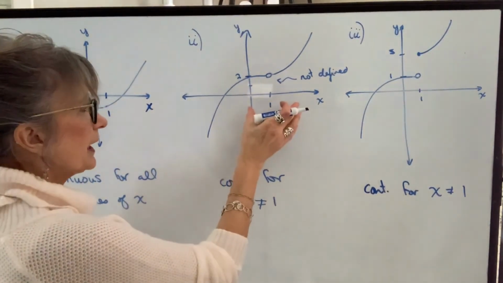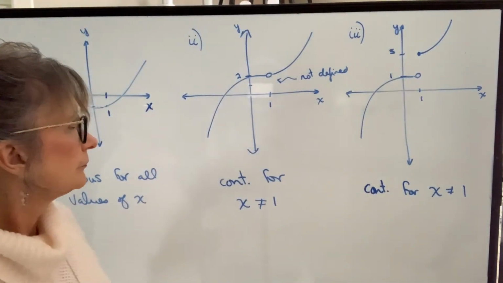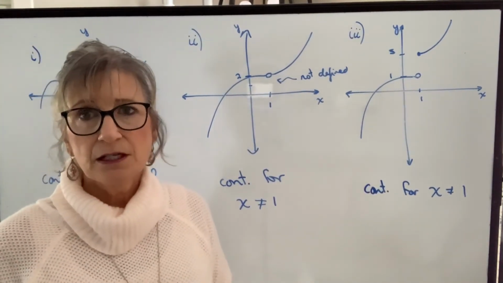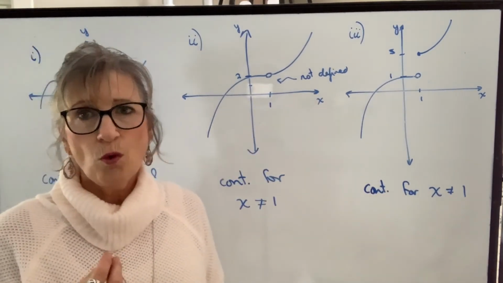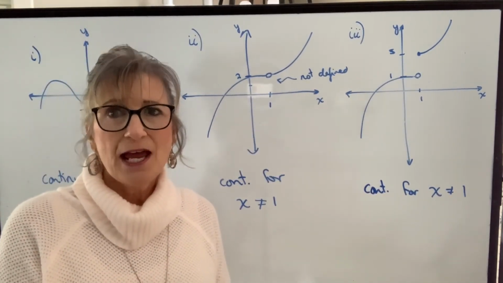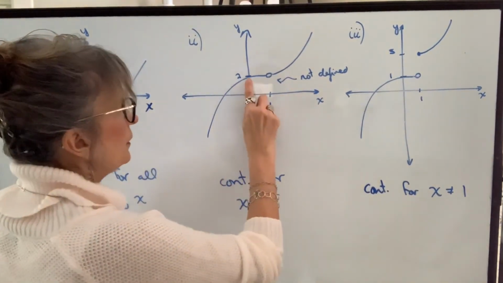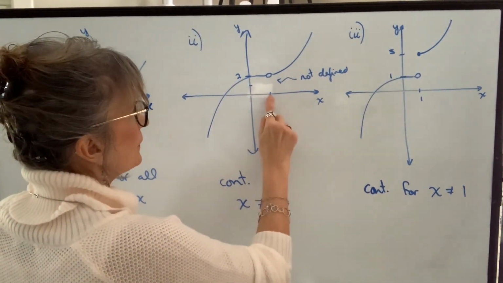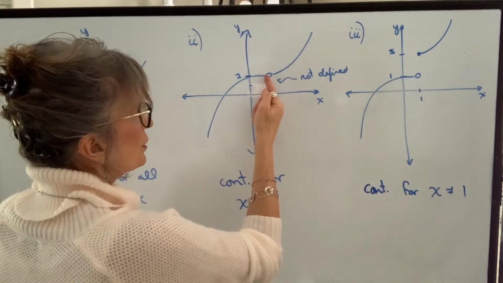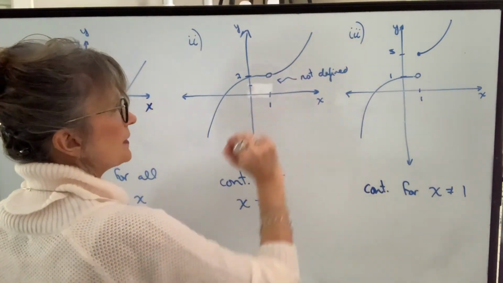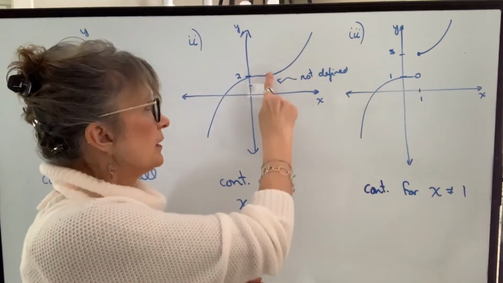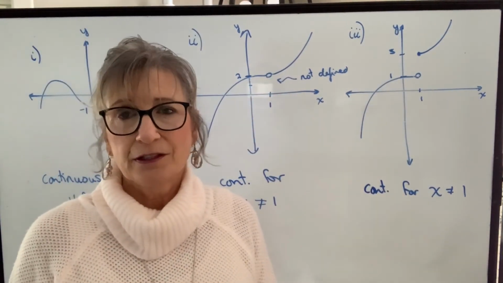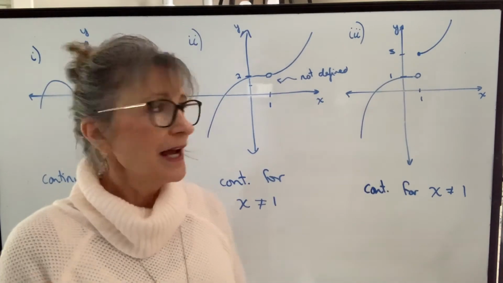If we took a look at this second example, and I said, what's the limit of this function as x approaches 1? Or in other words, what value is the function approaching as x approaches 1? We can see as we get closer to x equaling 1, it's approaching a value of 2, and it's doing it from both sides. So even though the function isn't continuous at that point, we can still find a limit at that point. And the limit would be 2.